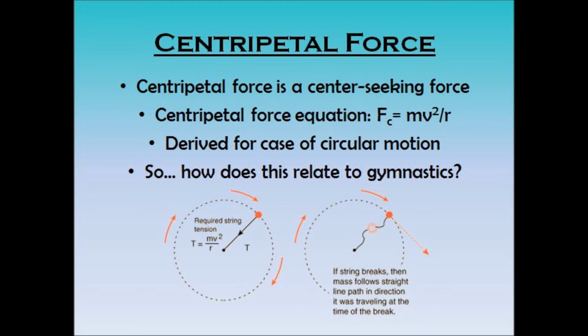As you can see in the diagram below, the centripetal force causes the object to move in a circular motion unless something happens, like in this situation, the string breaking, causing the mass to follow the straight line path in the direction it was traveling at the time of the break. This relates to gymnastics during a skill called giants around the bar.